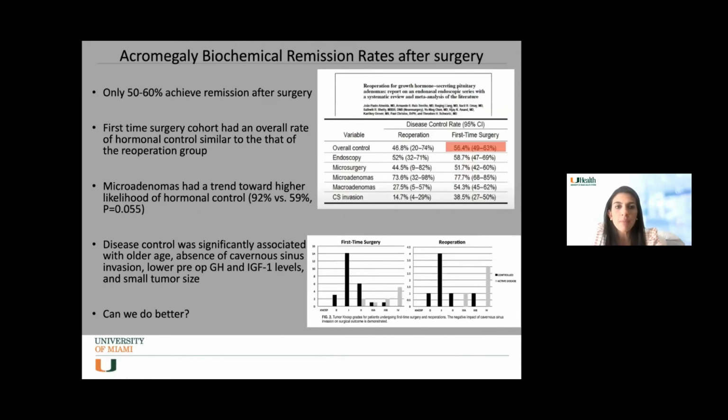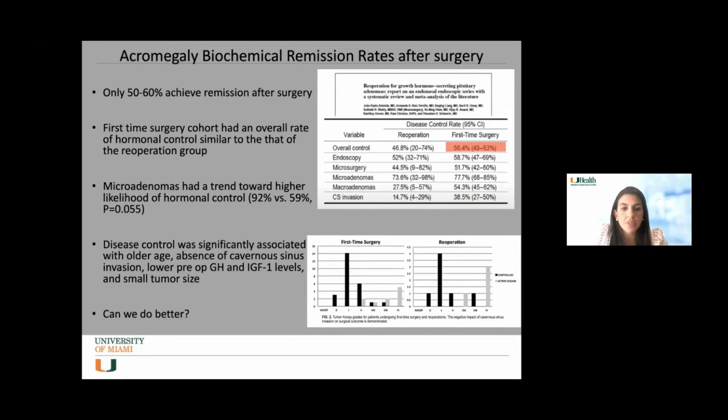So if you're only getting about 50 or 60% remission rate after surgery, and this was a meta-analysis done out of Ted Schwartz's group at Cornell, you're really only getting to about 55 to 60%, right? And your first go-around is really your best bet, like I mentioned. In the reoperation group, we did not note that you got any improvement in biochemical remission rates after the second surgery.